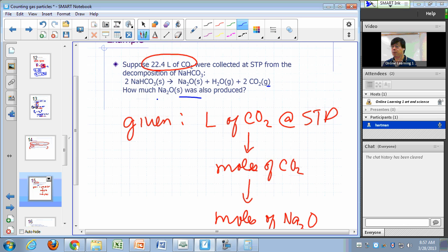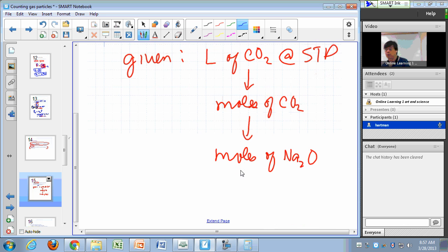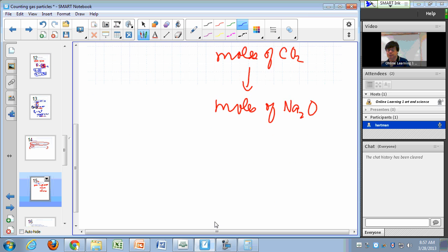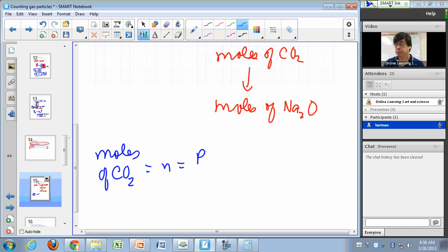So let's solve this problem. First thing we do is convert liters of CO2 to moles of CO2. Quick way to do that is, okay, moles of CO2, n is equal to PV over RT, right? What's our volume?